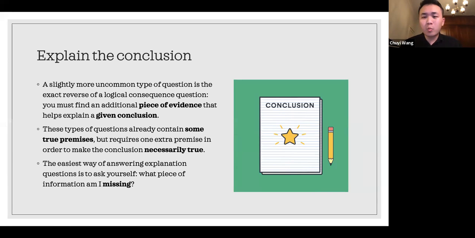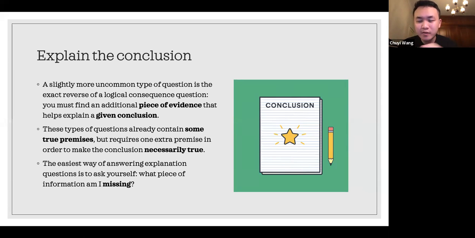So what is this one time? There's only 1 out of 40 questions like this, and it's not necessarily in your exam, but it appeared in the New South Wales government sample exam. It is the exact reverse of a logical consequence question. Okay, it's the exact reverse. Why is it the exact reverse? Because they'll give you a conclusion in the question, and you have to find an extra piece of evidence that makes the conclusion true.